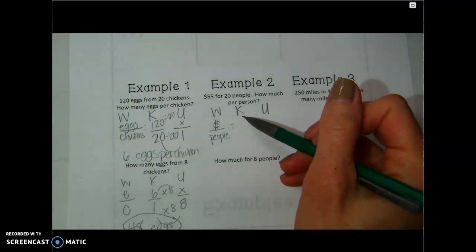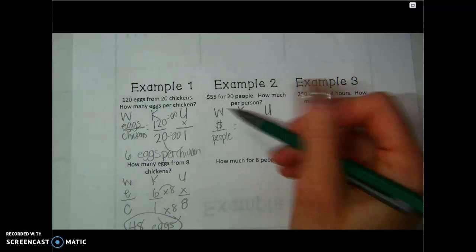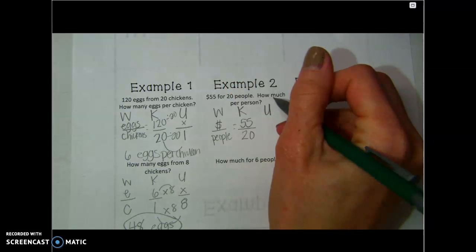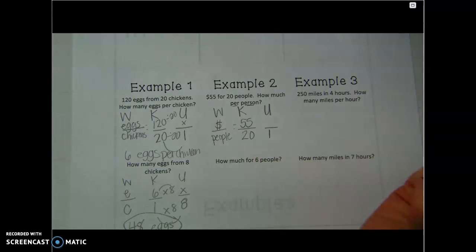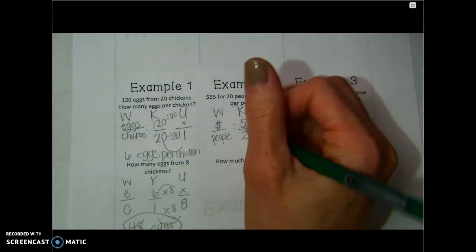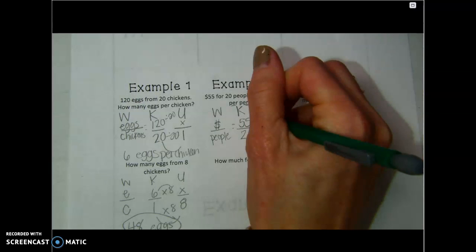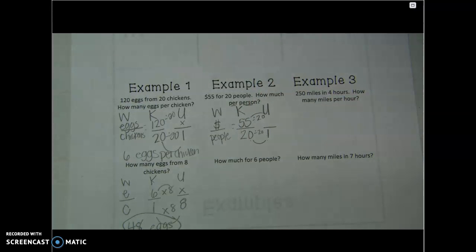What is our known? What does it tell us? Good. 55 over what? 20. How much per person? So per 1 person. Again, unit rate. So we're going to put a 1 down there. That's our denominator. 1 person. So how do I get from 20 to 1? What do I do? Divide by 20. So I'm going to do the same thing to the top. 55 divided by 20. Now this one does not go in evenly. And I'm going to tell you the answer. It's $2.75.